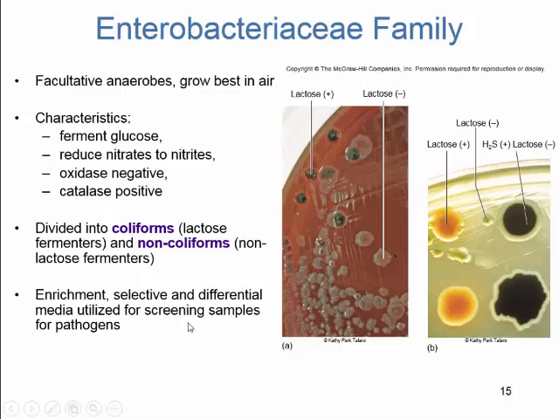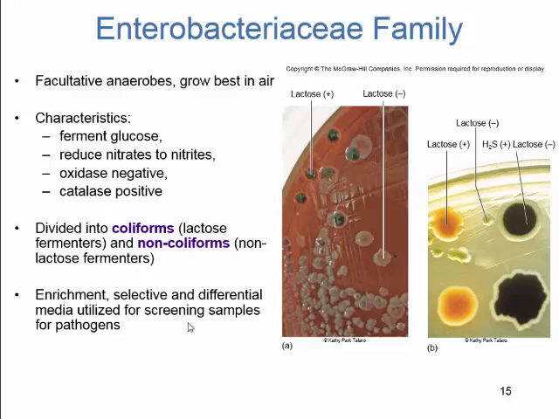Selective tests are tests that will only allow the growth of one type of bacteria. An example of that is MacConkey agar. MacConkey will only allow gram-negative bacteria to grow. And so it inhibits the growth of gram-positives. Likewise, EMB is another selective agar that will only allow gram-negative bacteria to grow. And so if you had a mixed sample and you put that mixed sample on this plate, you could guarantee that anything that has colonies on an EMB or a MacConkey plate are going to be gram-negative.